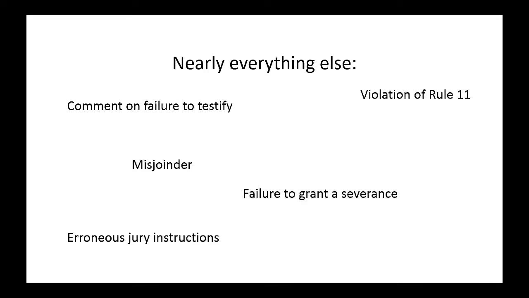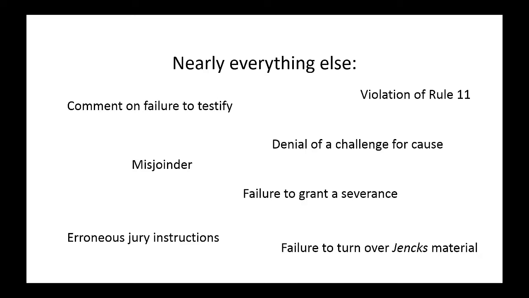A jury instruction that is argued to be erroneous, misstating the law to the jury, denying a defendant's challenge for cause for a prospective juror who is alleged to be biased against the defendant, a prosecutor's failure to turn over Jenks material, witness statements at the conclusion of direct examination.